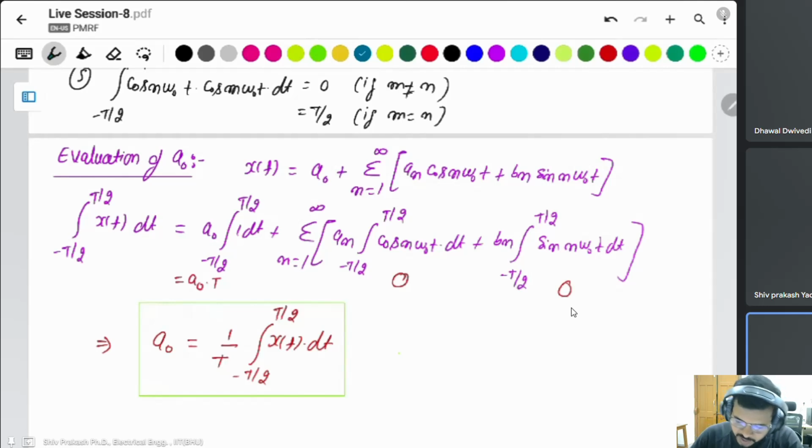Some of the book is represented as this one will be half. If this one will be half, then there is a 2 by t. If we represent this one by half, then this will be 2 by 2, t by 2. If we take it not as a half, this will be only a naught, then this will be only 1 by 2, 1 by t only. You can find the a naught value.